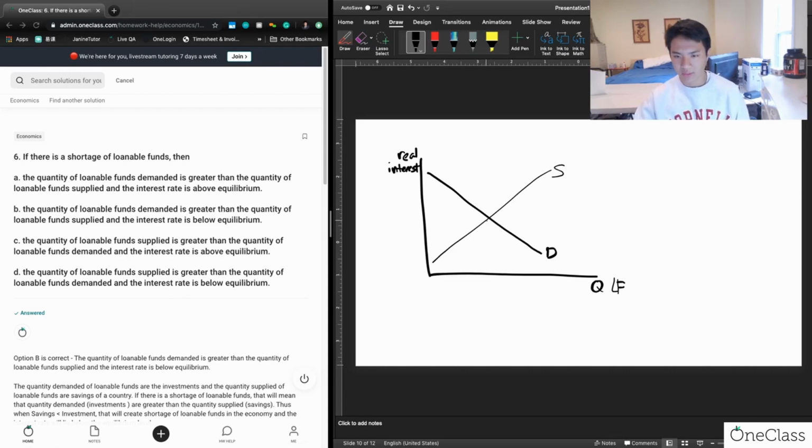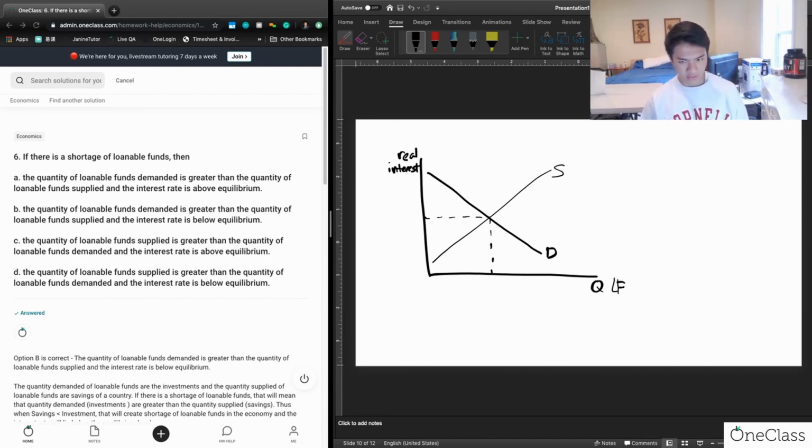And putting that all together, we get an equilibrium, right? We get an equilibrium quantity of loanable funds, and we get an equilibrium interest rate. And so just like any supply and demand model, this should be the equilibrium point that we see in the loanable funds market. Okay, so now that we understand the setup for the loanable funds market, the question is which of these answer choices is true.